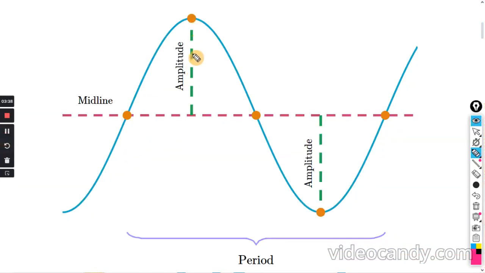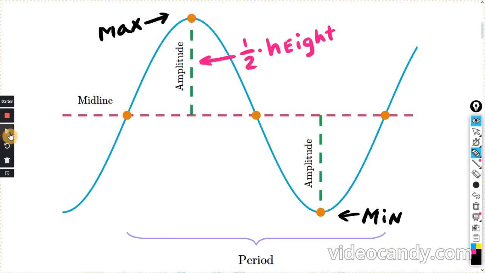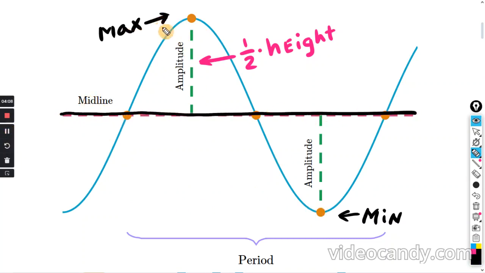Right here we have the amplitude. Recall that we said the amplitude is half of the height. So that's half of the height. Notice the amplitude runs from the midline to the maximum, or it runs from the midline to the minimum. Let's label the maximum and minimum. This point is the maximum, this point is the minimum. Notice that the midline runs exactly in between the maximum and the minimum. So this line right here is your midline.